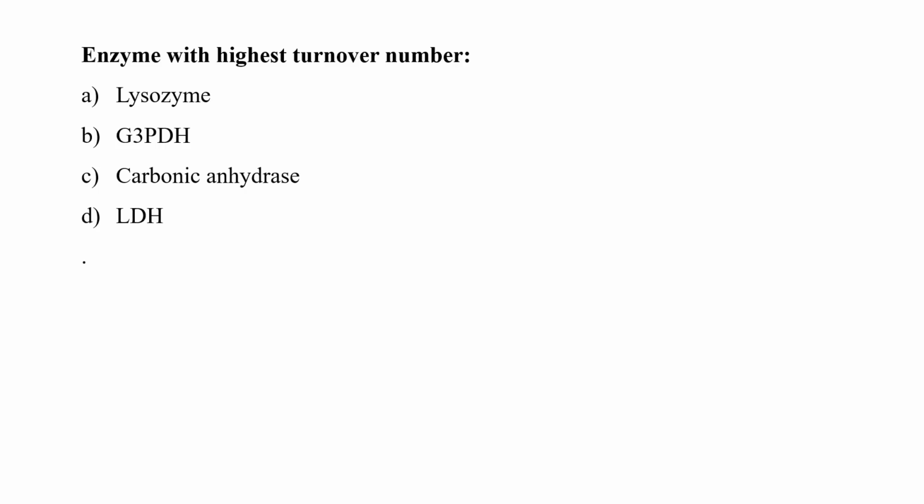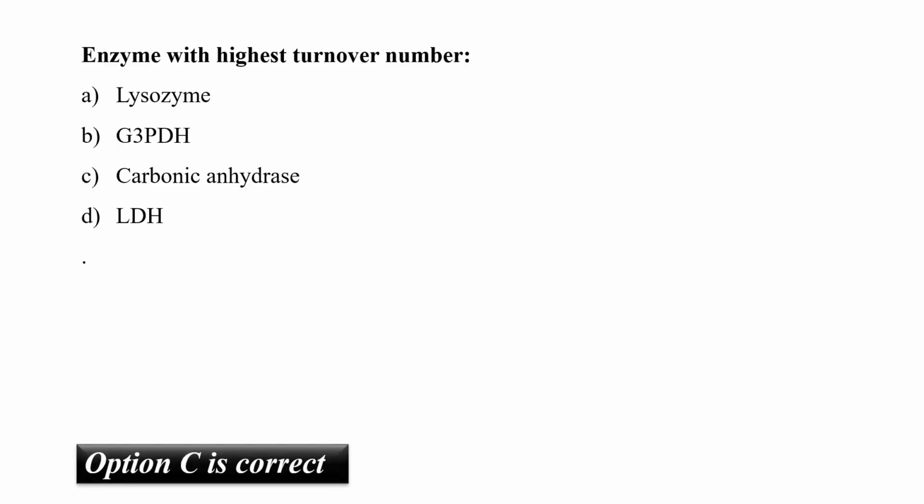Enzyme with highest turnover number would be lysozyme, G3PDH, carbonic anhydrase or LDH. The number of substrate molecules converted into the product per minute by an enzyme is called as turnover number. Higher the turnover number, more efficient enzyme would be. Catalase has the highest turnover number where one molecule of catalase may convert over 2.8 million molecules of hydrogen peroxide to water. Carbonic anhydrase is another incredibly fast enzyme with a kcat of 10 to the power 6 reactions per second. So carbonic anhydrase along with catalase, they are the two best known enzymes with the highest turnover number.